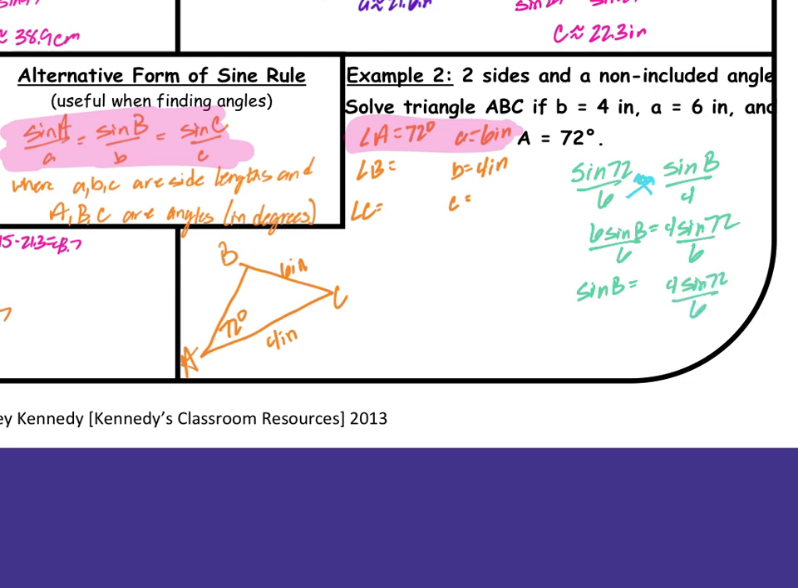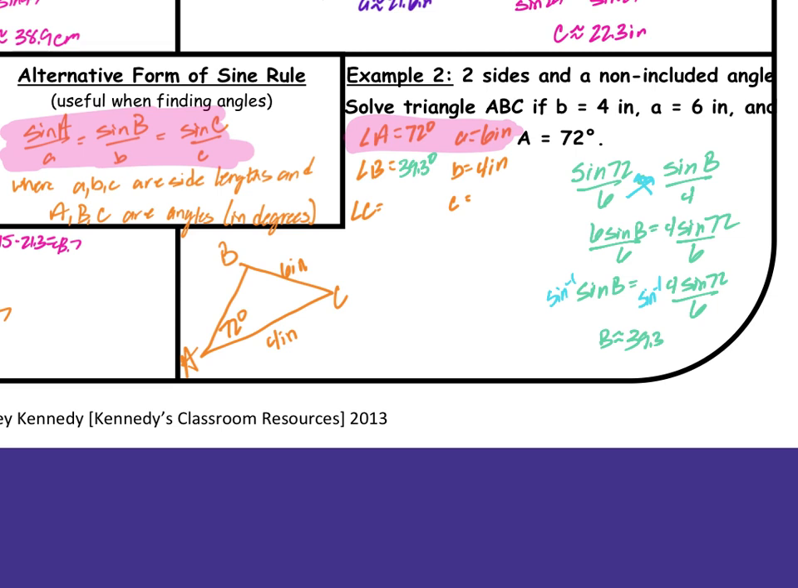But I don't want sine of b. I want b. So to undo sine, I do sine inverse. So I'm going to put that into my calculator. And B is approximately equal to 39.3. So B is 39.3 degrees. Remember, angles are always measured in degrees.